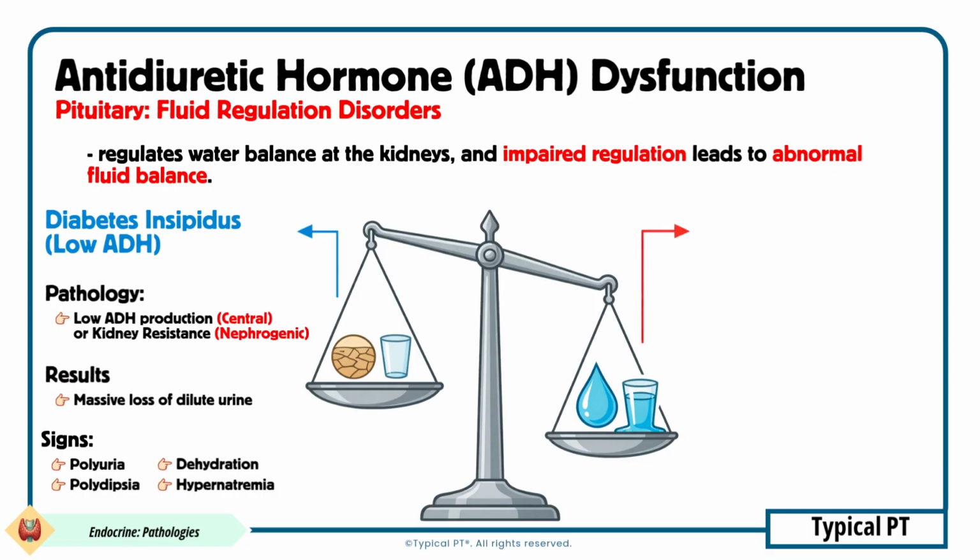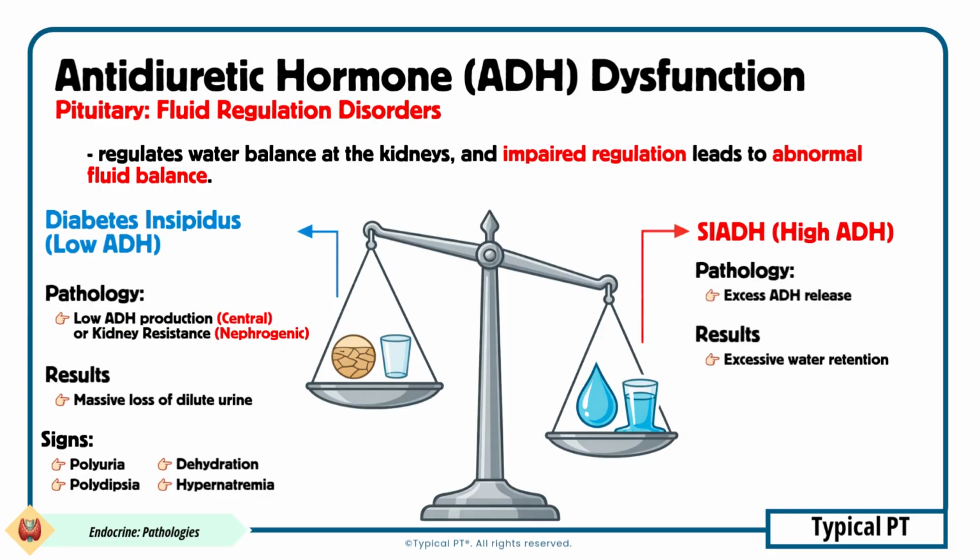In contrast, SIADH occurs when too much ADH is released. Excess water is retained, leading to low urine output and dilutional hyponatremia. Patients may develop headache and confusion from low sodium levels and fluid overload. These two conditions differ in how they affect body water levels. Diabetes insipidus causes dehydration, whereas SIADH causes fluid overload.